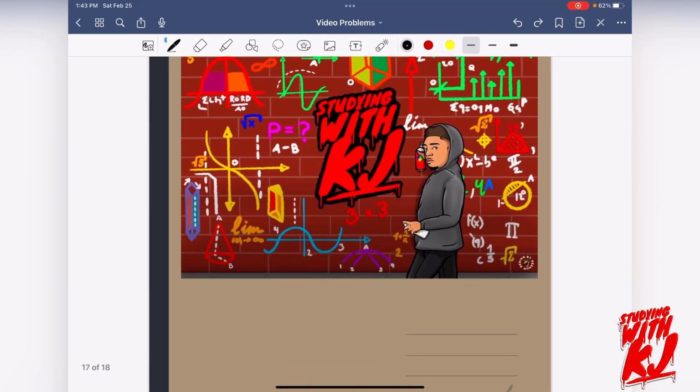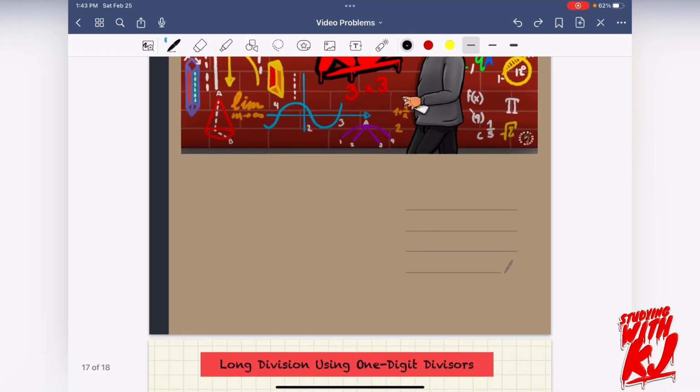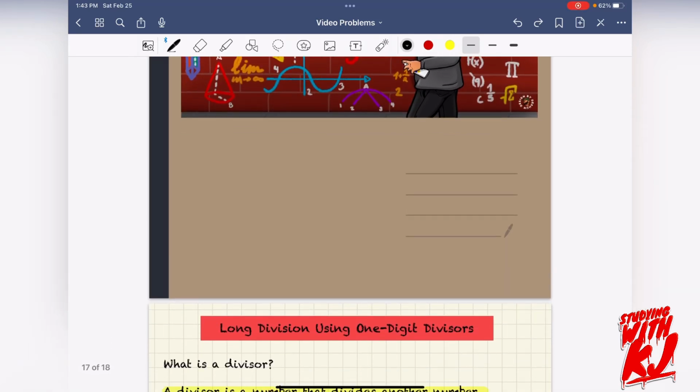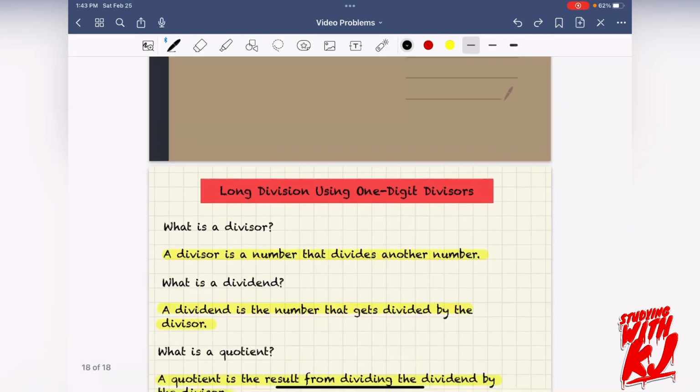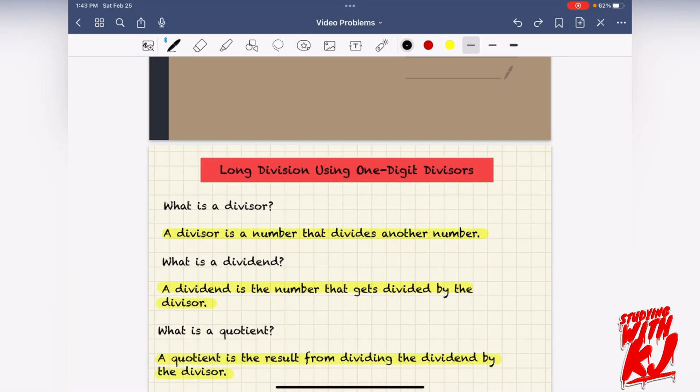Today, we'll be going over long division using one-digit divisors. Before we get into our example problem, let's go over three definitions. First, what is a divisor? A divisor is a number that divides another number. Our next definition is what is a dividend? A dividend is a number that gets divided by the divisor.